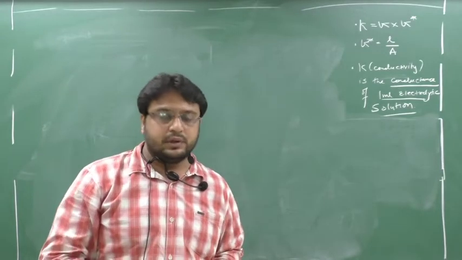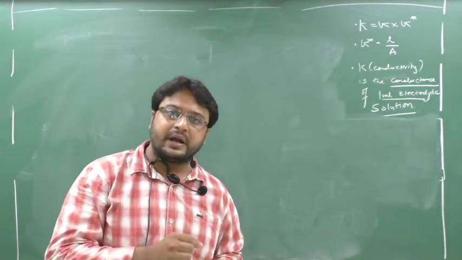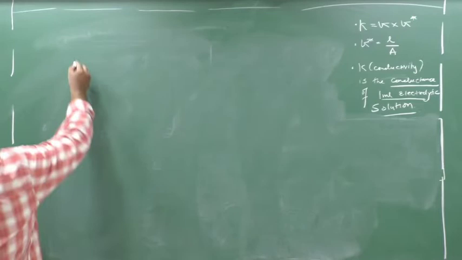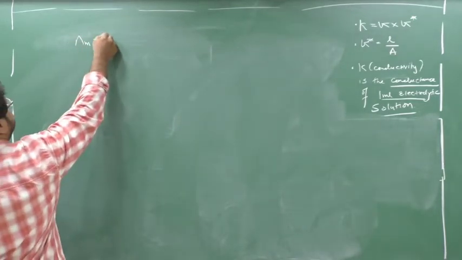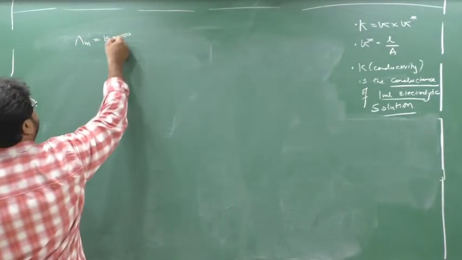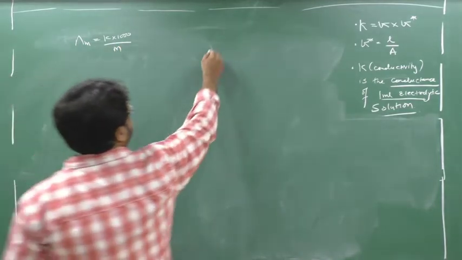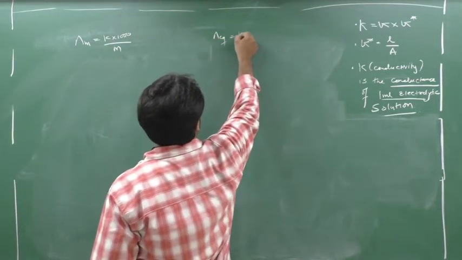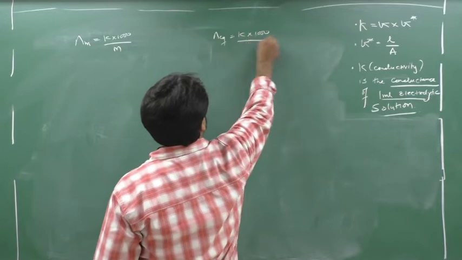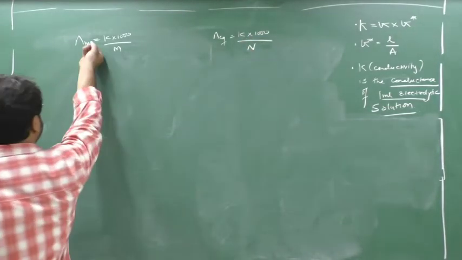Now I will derive the unit of lambda M and lambda EQ. So see here, we remember the formula: lambda M equal to K into 1000 upon M, and lambda EQ is K into 1000 upon N. Yes or no? Now see here, first I will derive this.